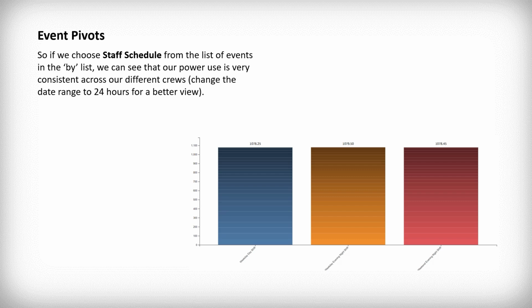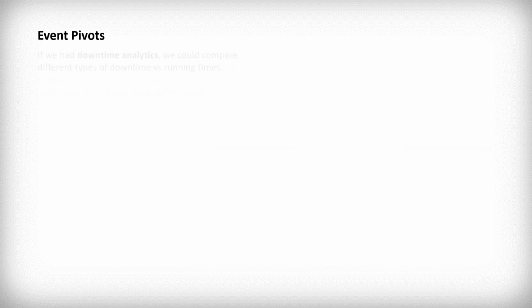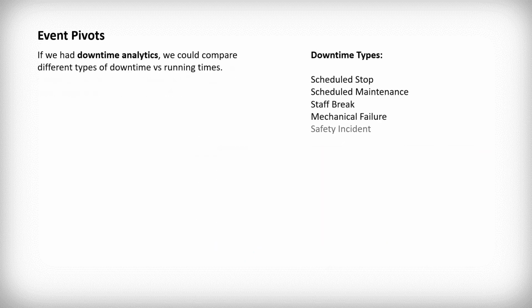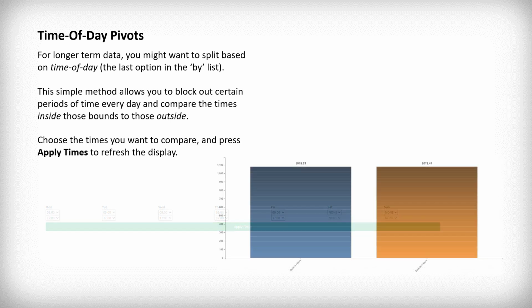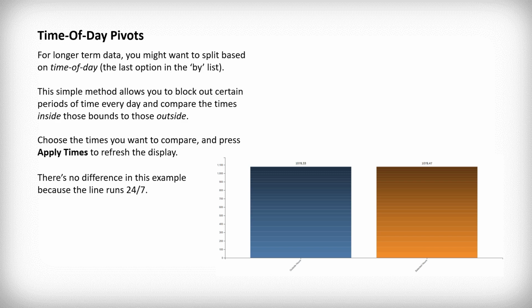If we had downtime information, we could compare energy use when stopped, preparing, performing maintenance, and during staff break times. These could all be times when you could save energy by turning off equipment. You can also split data based on time of day. Choose it from the drop list, and you can choose a time window and compare times inside the window to times outside.